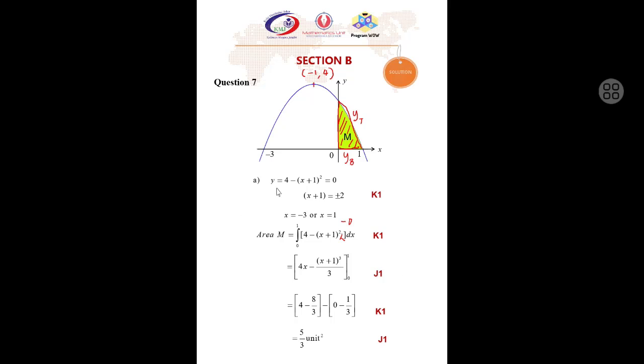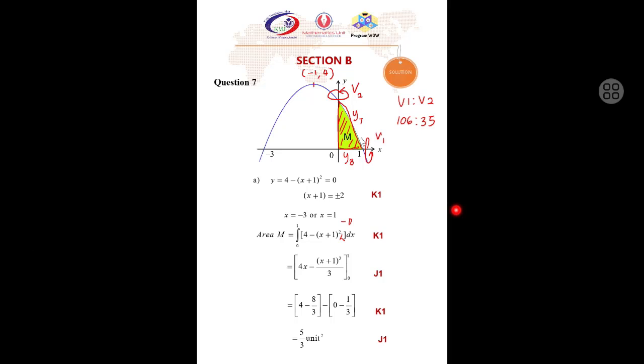Okay, next, for question 7b. They said that V1 represents the volume of the solid when the region M is revolved about the x-axis. This is V1. V2 is the volume when M is revolved about the y-axis. This is V2. They want us to show that the ratio between V1 and V2 is 106 to 35. So to show this ratio, first we need to find V1 and V2.